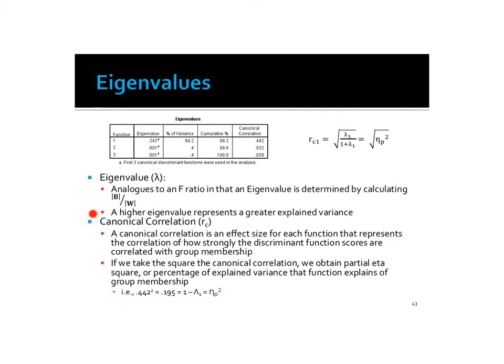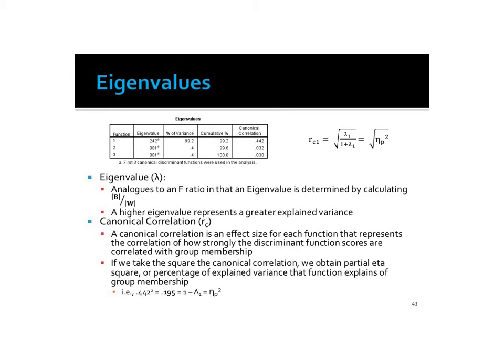A second statistic that comes in here is the canonical correlation. Canonical correlation is simply a multivariate correlation. It looks at how a set of variables correlate. So a canonical correlation in a DFA is the effect size for each function that represents the correlation of how strongly the discriminant function scores are correlated with group membership. If we square the canonical correlation, we obtain partial eta squared, or the percentage of explained variance that function explains of group membership.